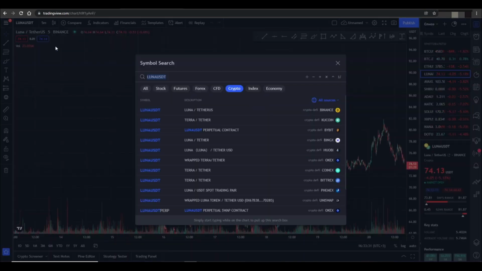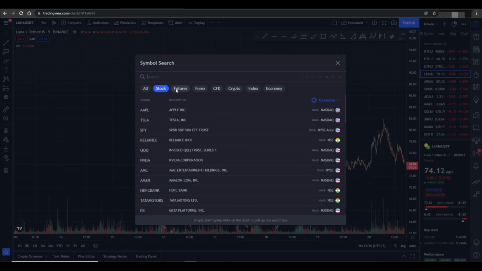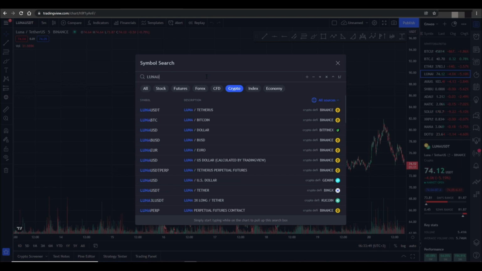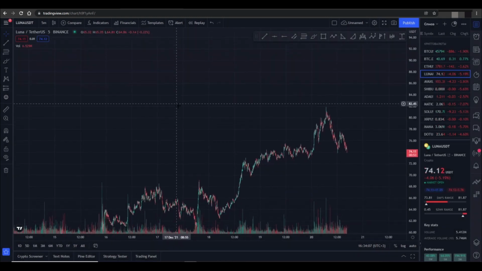Here you can choose any instrument you want to trade, any stocks you want. You can see stocks, futures, forex, CFD, crypto, index, and economy. Alright, as we're trying to trade crypto, we're going to crypto. Let me go to Luna and USDT. Luna is the first one because you want to see it in USDT. So you're typing Luna and USDT. You're choosing Binance. Yep, and here we are.